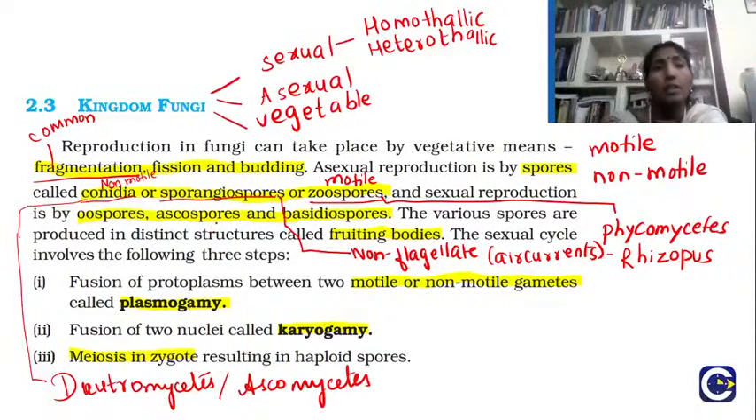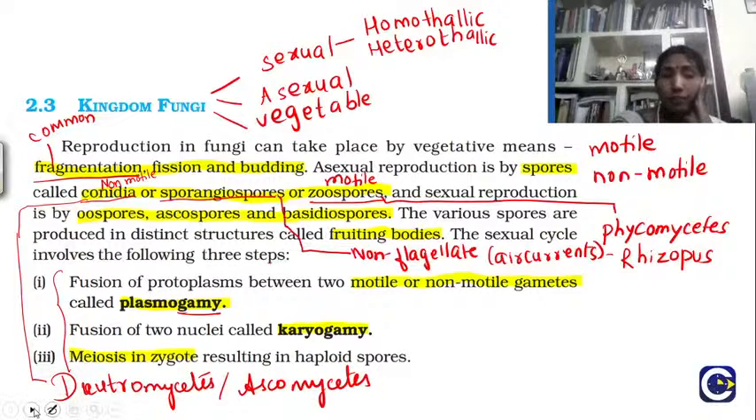This is how fungi reproduce. But the sexual cycle has three basic steps. First, fusion of protoplasm between two motile or two non-motile gametes, what we call plasmogamy. Next step is fusion of the two nuclei, what we call karyogamy. Then meiosis in the zygote brings about the haploid spores. So these three are the very important steps happening in fungi.